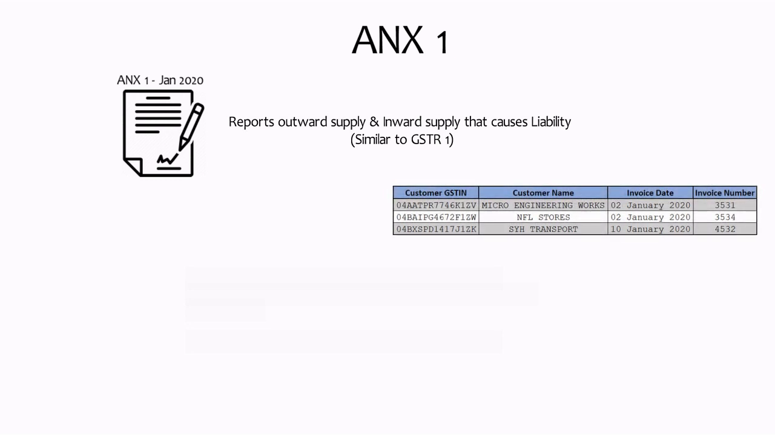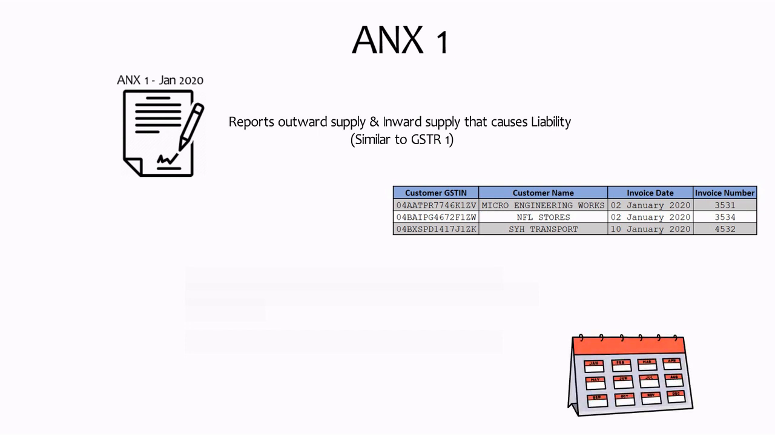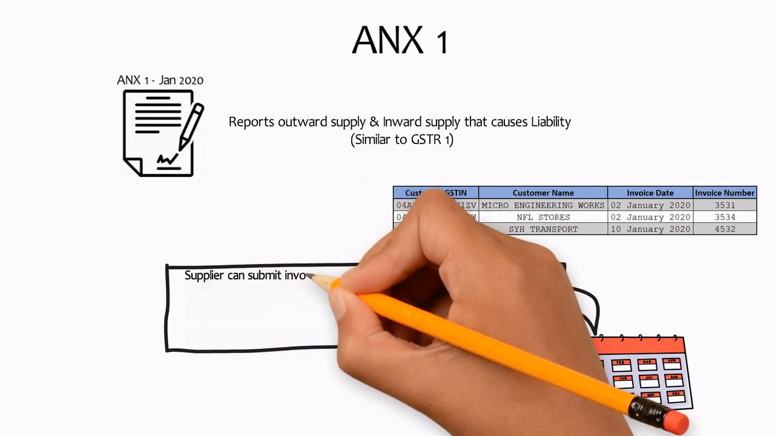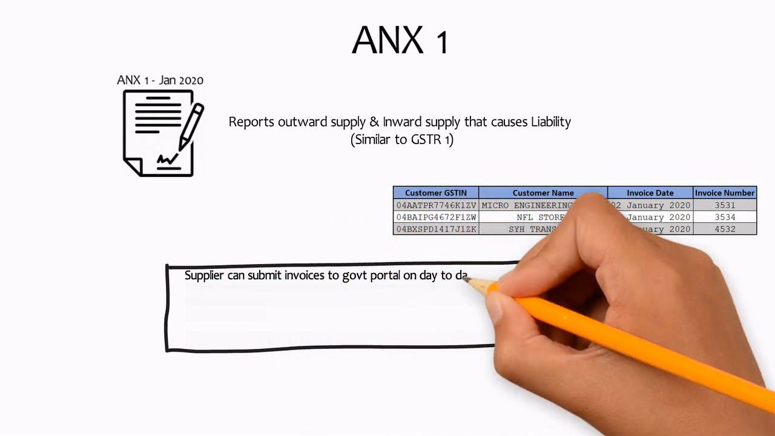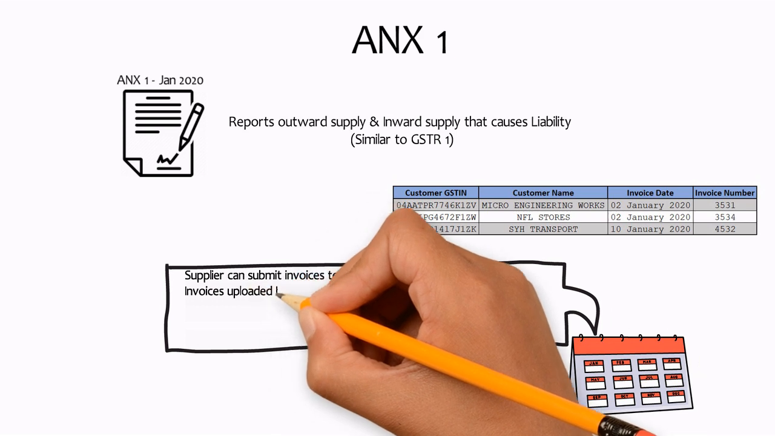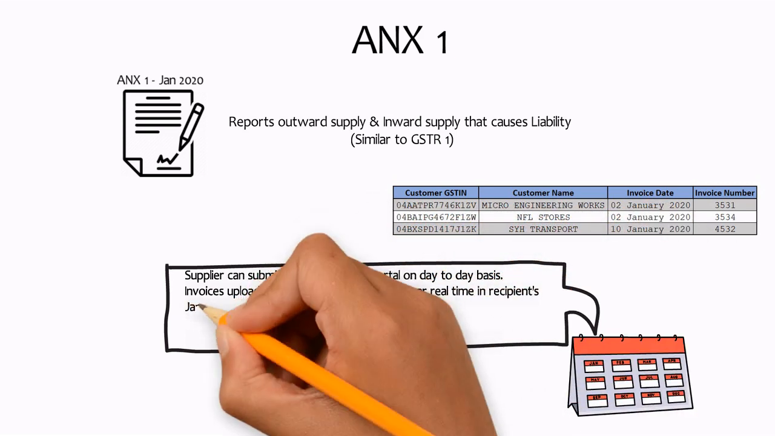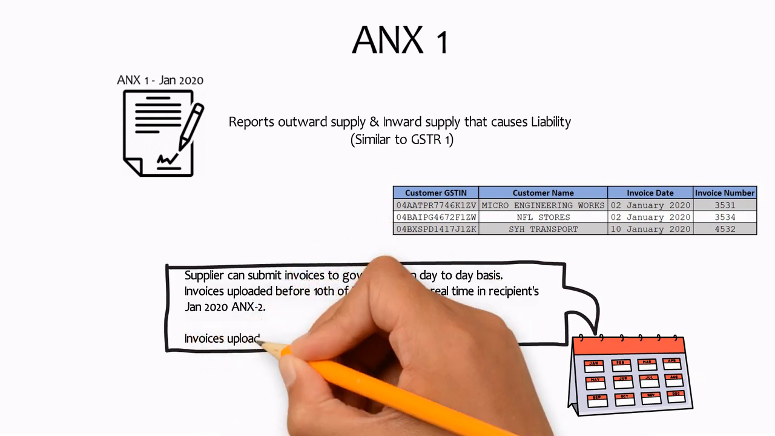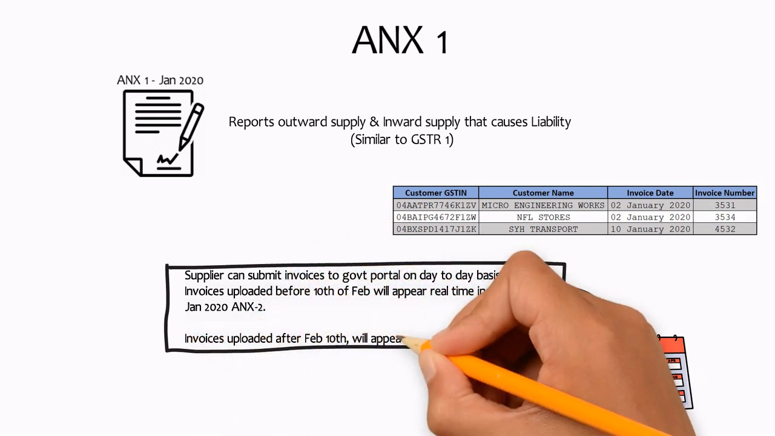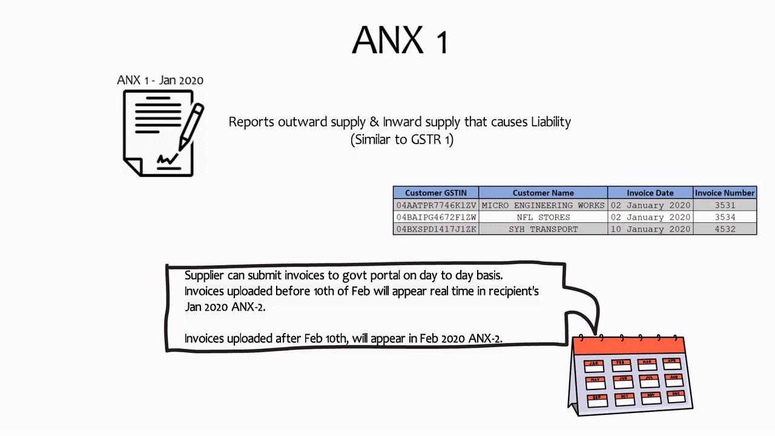The taxpayer can file or upload these invoices continuously on a day-to-day basis, and these invoices will appear in the Annexure 2 of the recipient. As an example, invoices uploaded in the Jan 2020 Annexure 1 before the 10th of February will appear in the Jan 2020 Annexure 2 of the recipient. Invoices uploaded after the 10th of February will appear in the February 2020 Annexure 2 of the recipient.